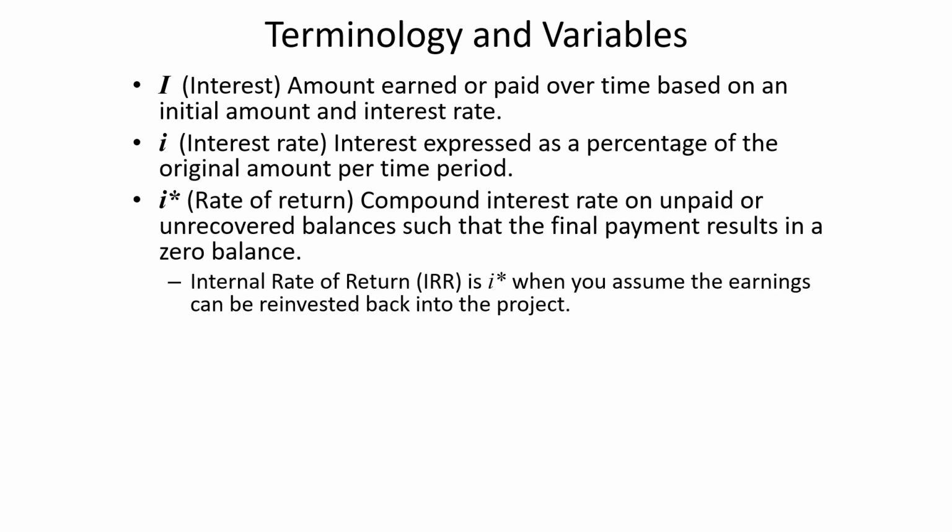Now, lowercase i with a star next to it means the rate of return, and we've talked about unrecovered investment balances, and we've talked about how there is an equilibrium between inflows and outflows. The rate of return is when you assume that the earnings are being reinvested back into the project, and the internal rate of return is one specialized subtype of rate of return. But it's different than the interest rate, because what we're doing with this i star is trying to find zero balance at the end of some study period.